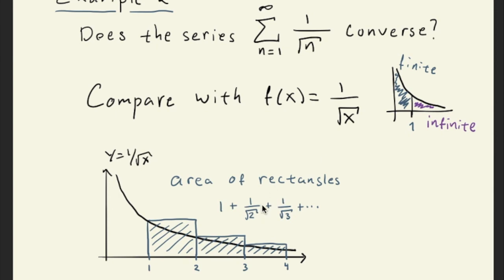But okay, the area of the rectangles, again, the base is always 1. So the first area is going to be 1 times 1, right? Because this is 1 over root 1, which is 1. Now the height of this rectangle is 1 over root 2, right? You plug in x equals 2 into this function. So it's 1 over root 2 times 1, 1 over root 2, 1 over root 3 times 1 gives you that. So these are the areas of the rectangles.